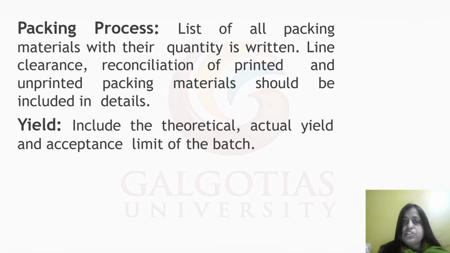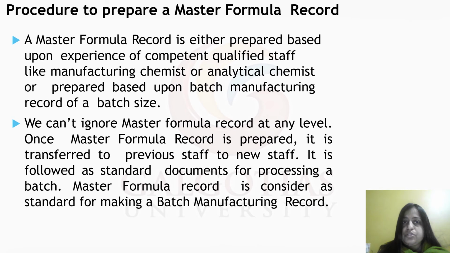Packing process: a list of all packing materials with their quantity is written. Line clearance, and reconciliation of printed and unprinted packing material should be included in detail. Yield includes the theoretical yield, actual yield and acceptance limit of the batch. Now the procedure to prepare the master formula record.